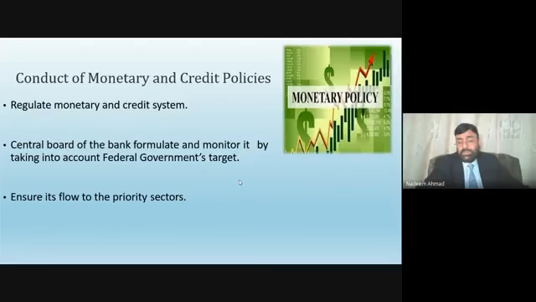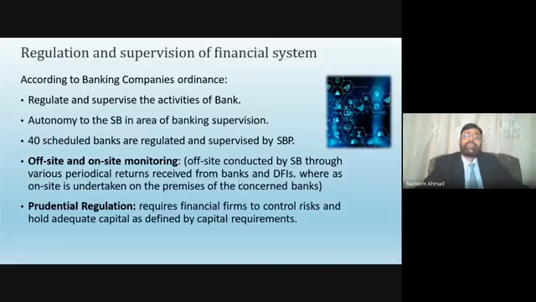The department or place that is hungriest and needs more money, they provide funds to that area. The same is the case with central bank policies. Then better regulation and supervision of the financial system. Every financial system we adopt in the economy is under the supervision of the bank. According to the Banking Companies Ordinance, it regulates and supervises the activities of banks. Autonomy to the SBP in the area of banking supervision. 40 scheduled banks are regulated and supervised by the SBP. 40 scheduled banks work under it.